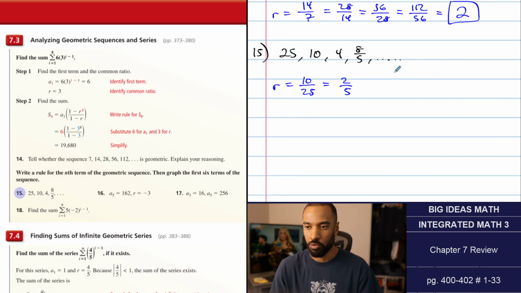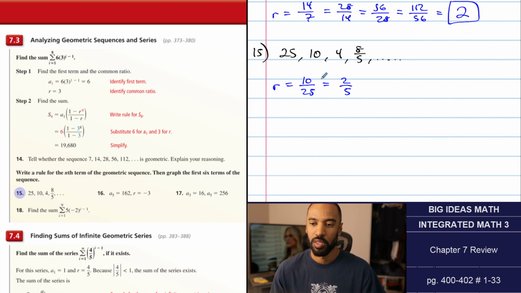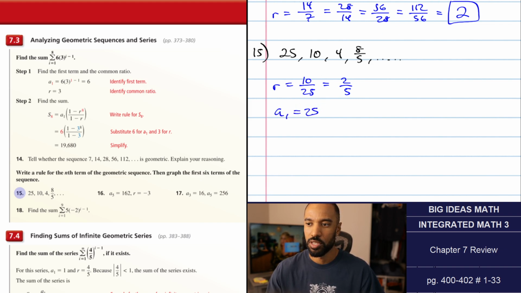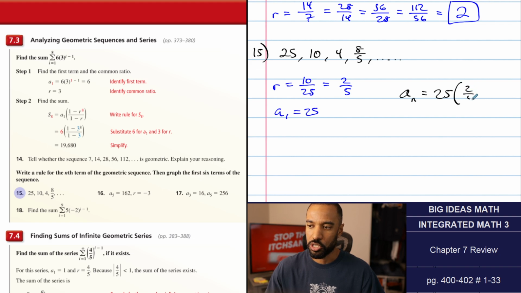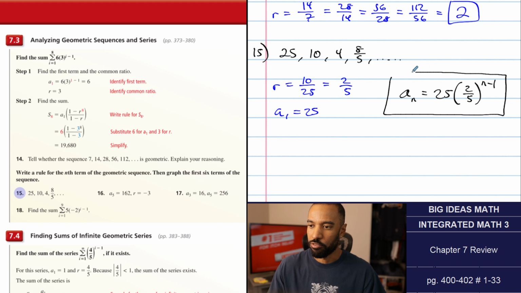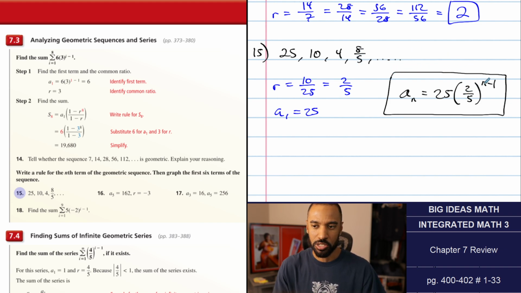They're saying write a rule for the sequence. We need the first term, which is 25. We need the common ratio, which is 2/5. They all use the numbers 2 and 5. So your rule is a sub n equals, we take the first term times the common ratio, raised to the n minus 1 power. Or you could use 0.4. Again, this had a fraction, so I'm more likely to use a fraction myself.